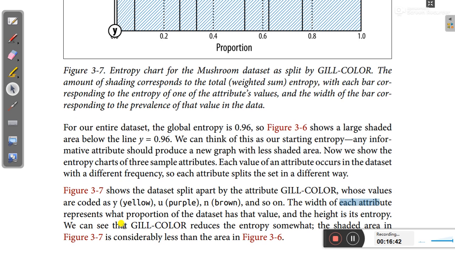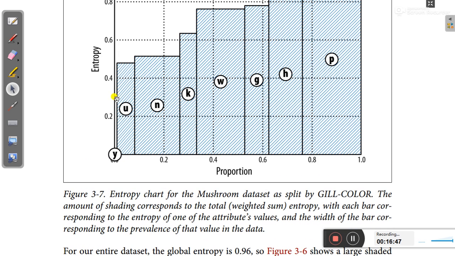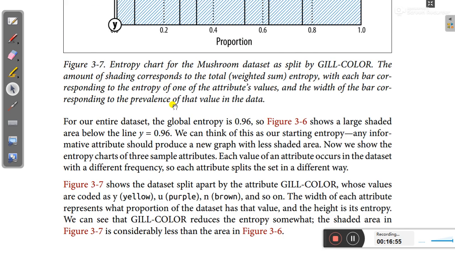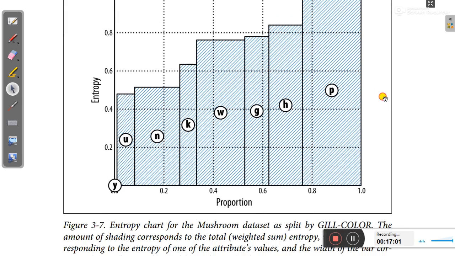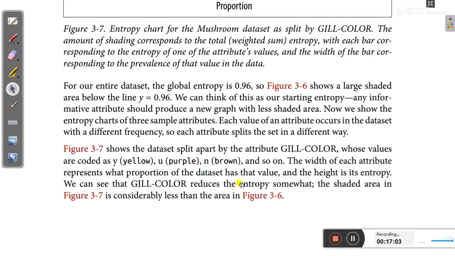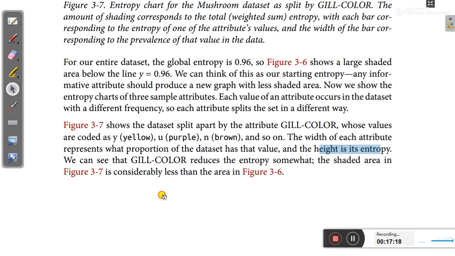The width of each attribute value represents the proportion of the data set that had that value. Here you can see N, P and also W have the highest proportion, while K, U and Z have less proportion in the data set, but their entropy is different. The width of each attribute represents the proportion of the data set that has that value, and the height is its entropy. We can see that gill color reduces the entropy somewhat. The shaded area in 3.7 is less than the area in 3.6.